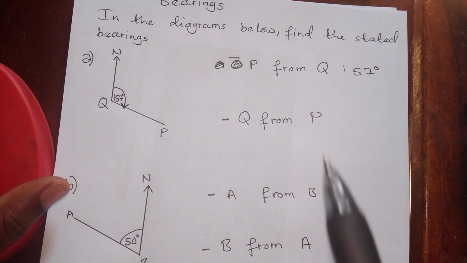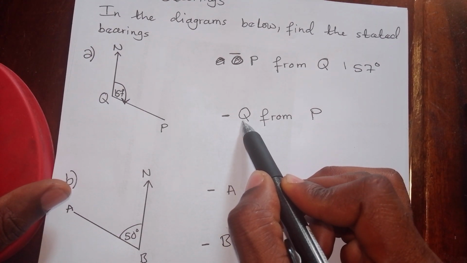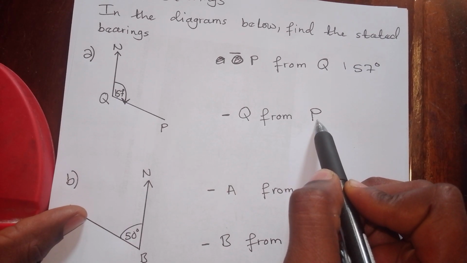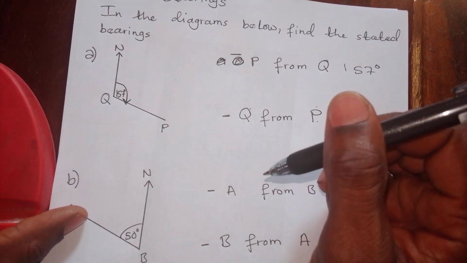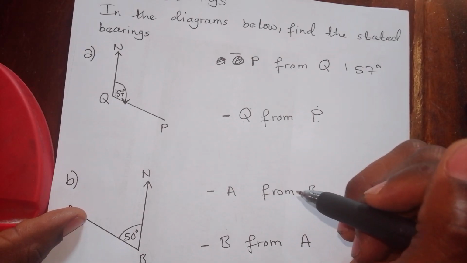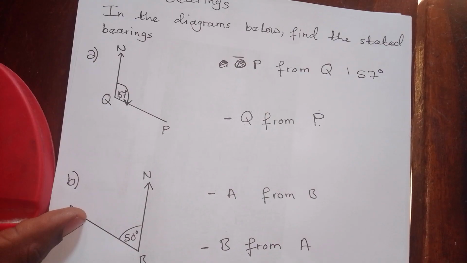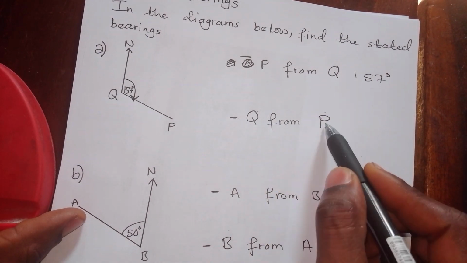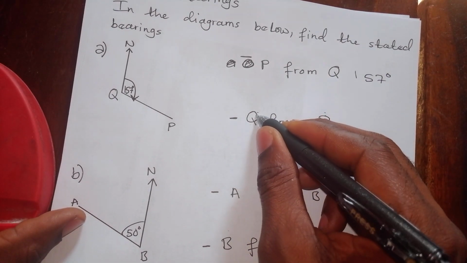It's that easy. And then on part B, you want to find the bearing of Q from P. So what you do here is you go to P. Remember, you are coming from P going to Q. If I say Lusaka from the copper belts, for example, I mean you are coming from the copper belts and then going to Lusaka. So the same applies to this. When I say Q from P, I mean you are starting from P going to Q.